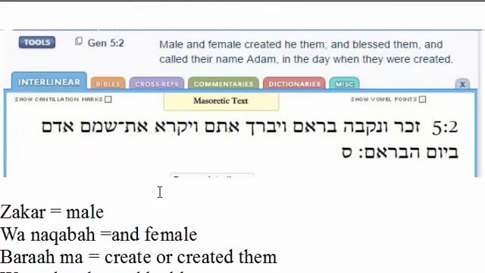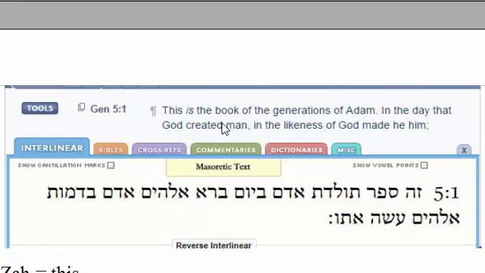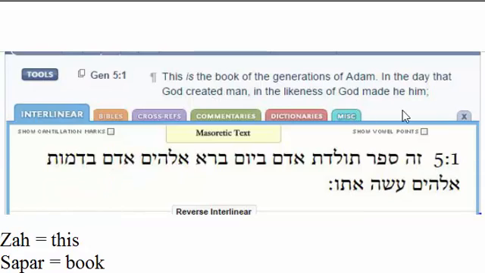All right, and that's what you read here. Male and female created he them and blessed them and called their name Adam in the day when they were created. And the first verse we read was, this is the book of the generation of Adam, in the day that the powers created man, in the likeness of man made he him. So basically this has just been a lesson on Genesis 5:1 and 2, to give you a little overall view on how to break the Hebrew down when you're reading in the Torah.